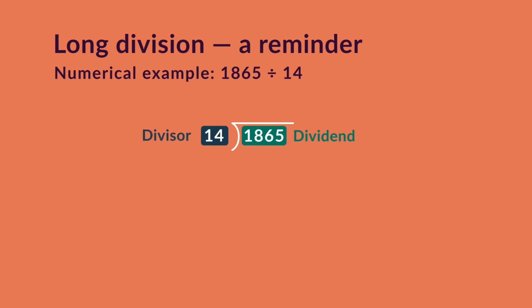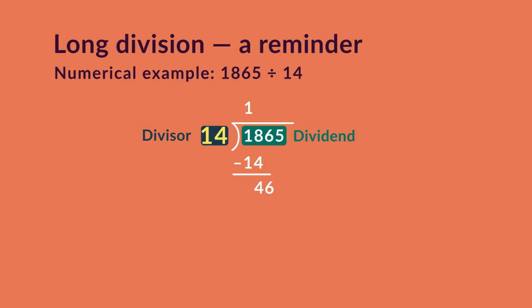Look at the first digit in the dividend, the number 1. We cannot divide 1 by 14, so we move one place over and look at the first two digits together, which make the number 18. 14 goes into 18 one time, so we write the number 1 above the line. Then, 1 times 14 is 14, so we write this below the 18 and subtract it to get a remainder of 4. Now, bring the next digit from the dividend down to make the number 46.